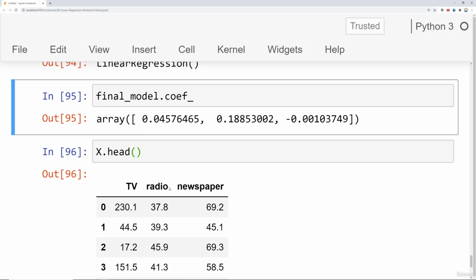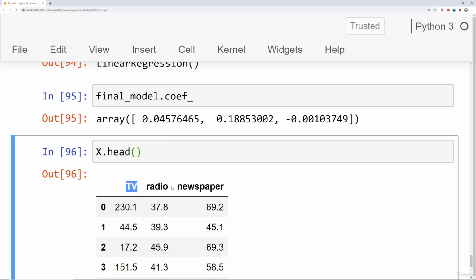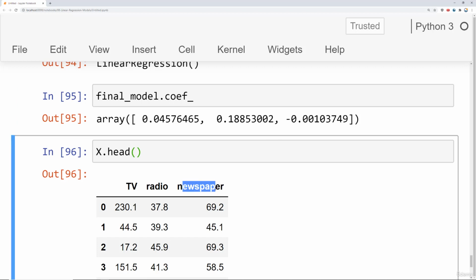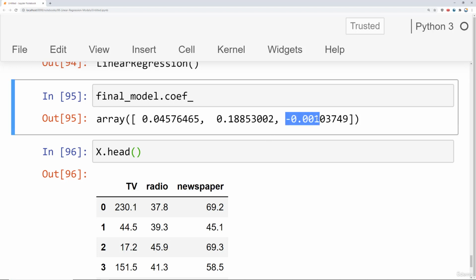So to say the same thing for radio would mean that if you hold TV and newspaper fixed and you increase radio by 1 unit, that means you would go from something like 37.8 to 38.8, you would expect to increase your sales units by 0.188. Now that was the case for positive coefficients. For negative coefficients, it's actually technically the opposite. Holding, for example, TV and radio fixed, for every unit increase you spend on newspaper advertising, you actually expect a drop in sales, and you expect a drop of 0.001 sales units.